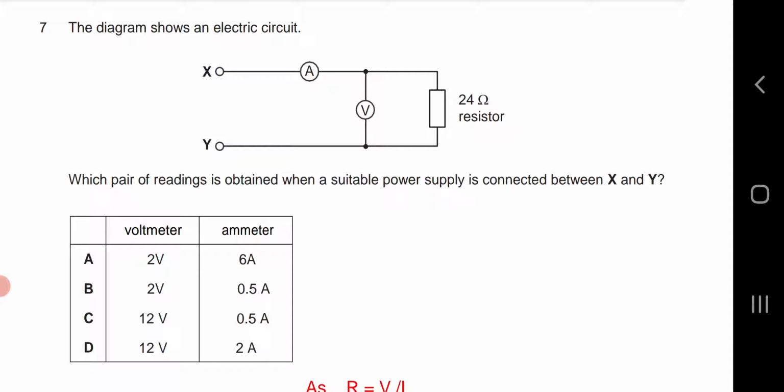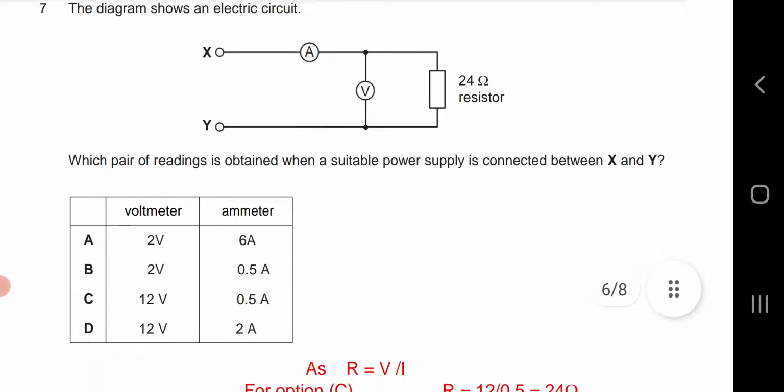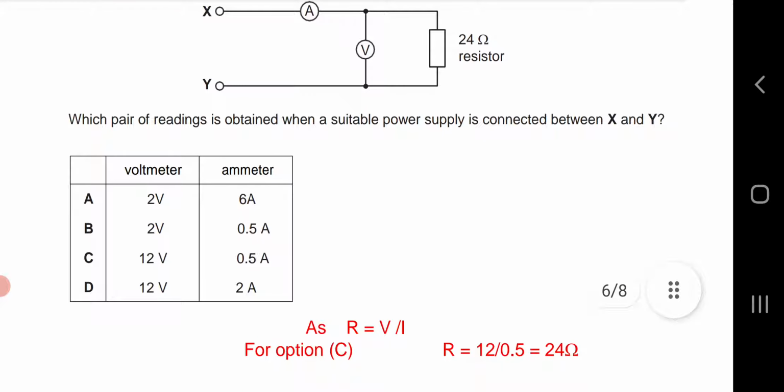So option C is the correct option, because the voltmeter is measuring 12 volt and the ammeter is measuring 0.5 ampere. And from Ohm's law, V over I in this case is 24 ohms. So R is equal to V over I, and for option C, R is equal to 12 over 0.5, which is 24 ohms.